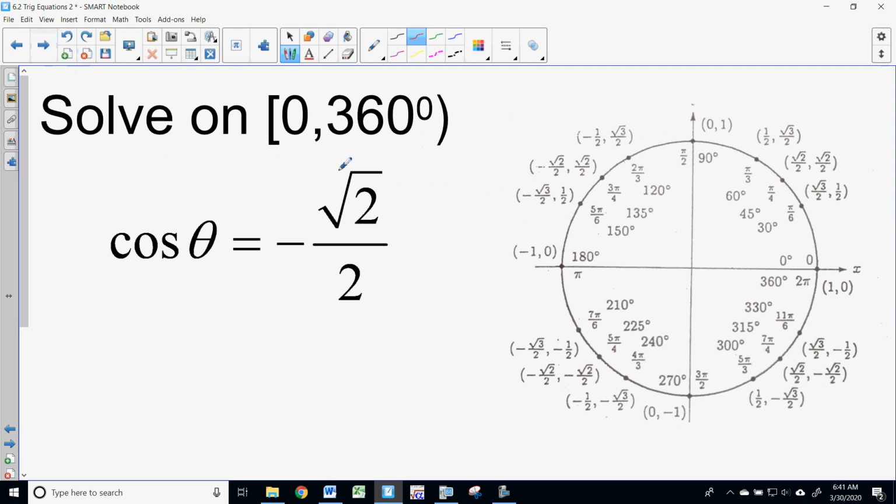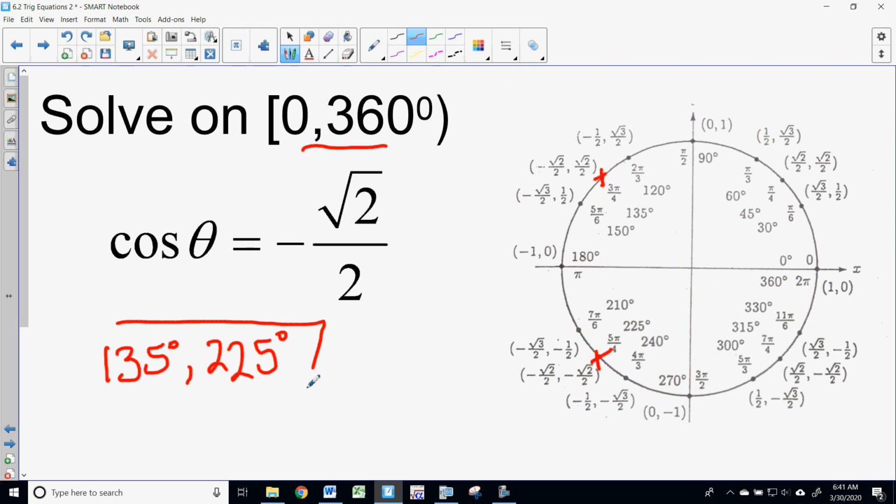Previously, we would look at something like cosine equals negative square root of 2 over 2, and we would be looking on 0 to 360, so that's in degrees, that is on our unit circle. So negative square root of 2 over 2 would be here and down here. So our two answers would be 135 and 225. So that is what we did in the last section.